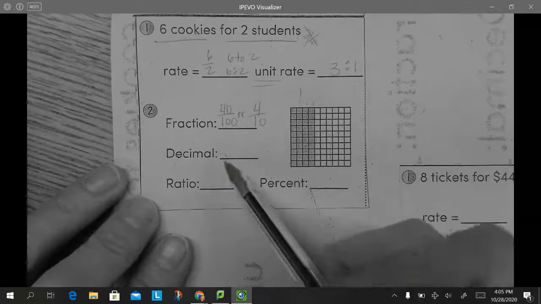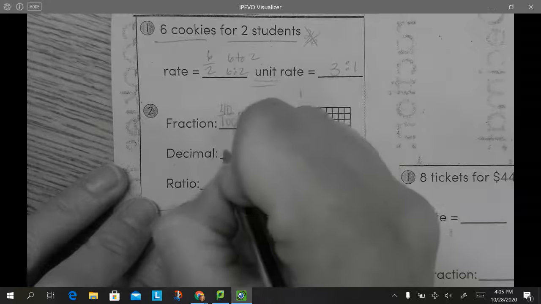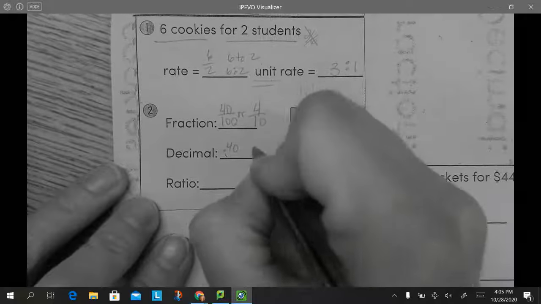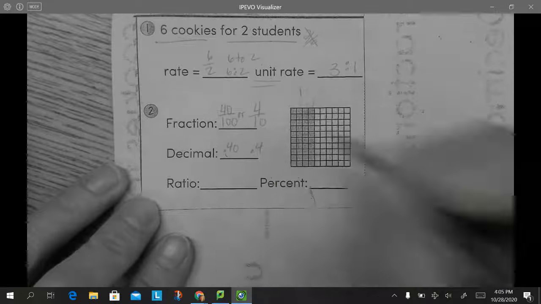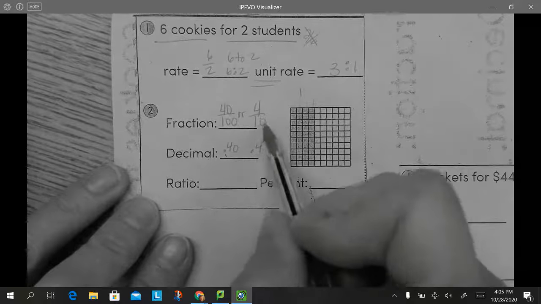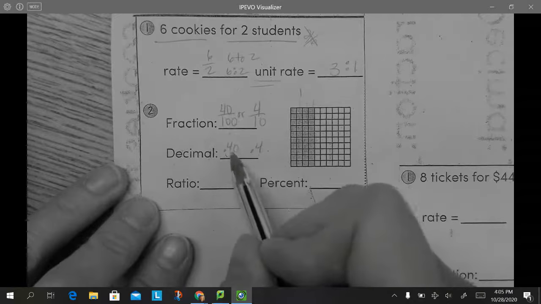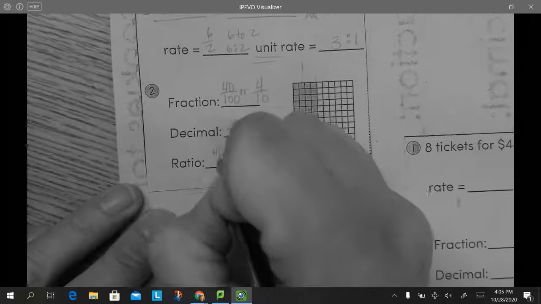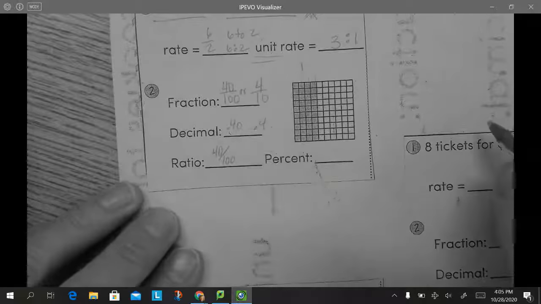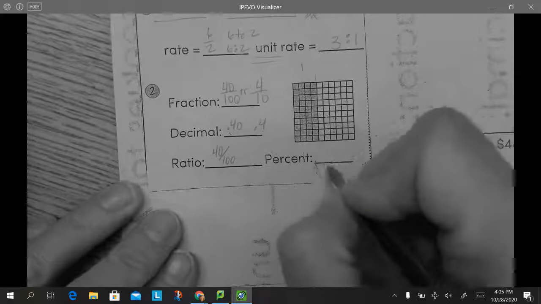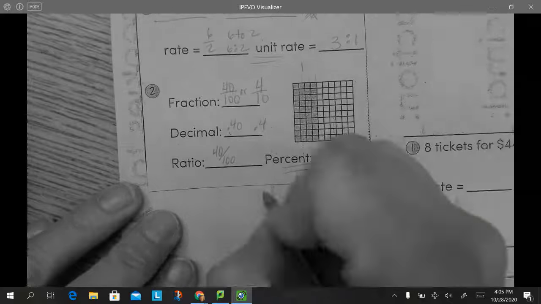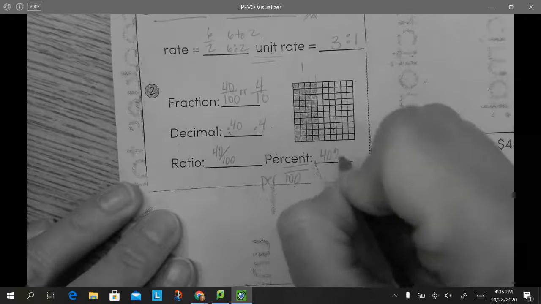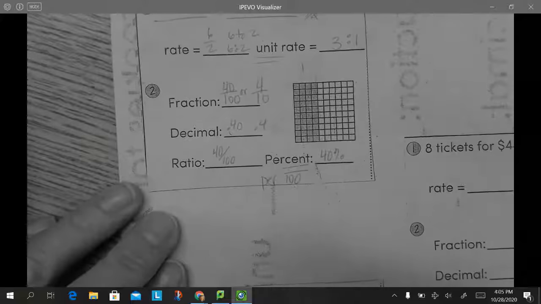All right, the decimal is 40 hundredths, so that's what 40 hundredths looks like, or it could be 4 tenths. This is the tenths place, and this is the hundredths place right here. And the ratio is 40 over 100, and the percent is always out of 100, per 100. So it's 40%. Okay? All right, good job.